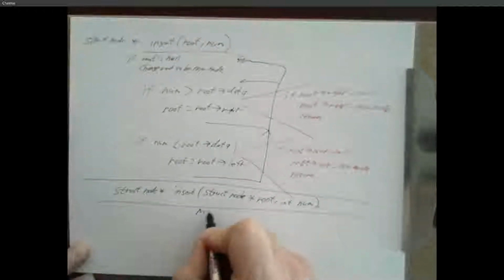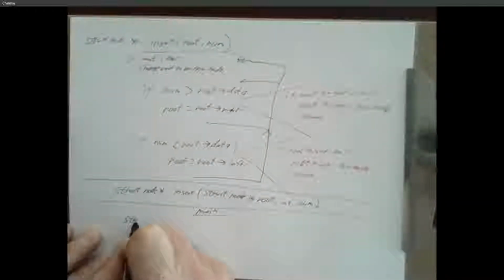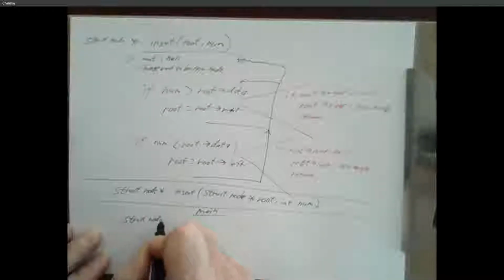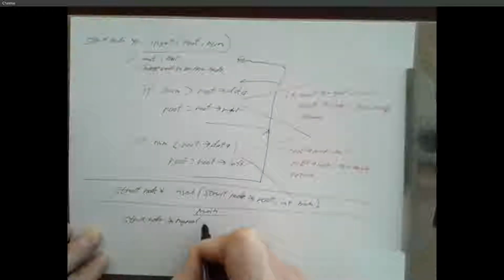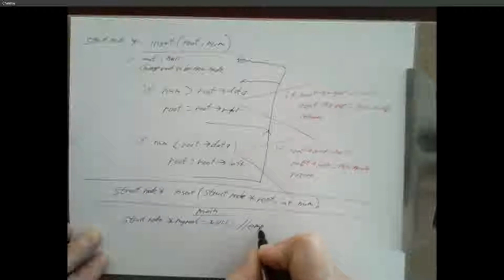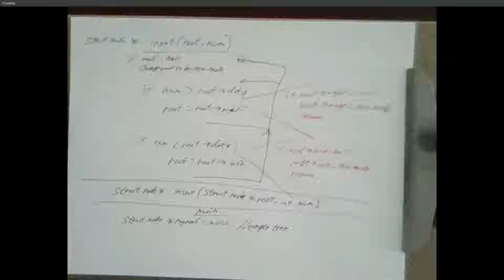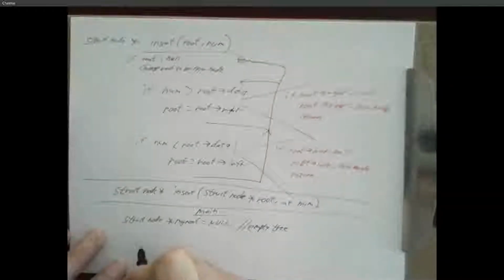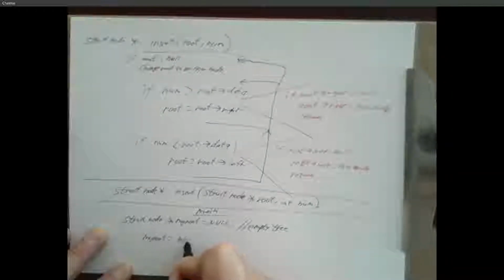And in our main program, we're going to have some variable that represents our tree. Let me just call it my root. And we're going to initialize it to null. That means we have an empty tree. When we want to insert into this tree, we're going to have to do the following. My root equals insert my root comma num.